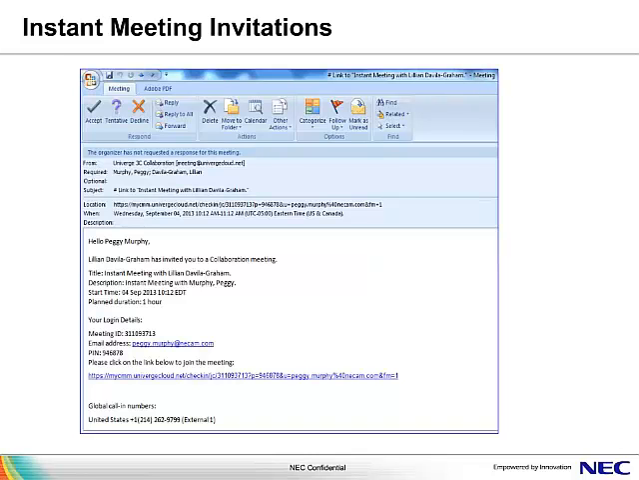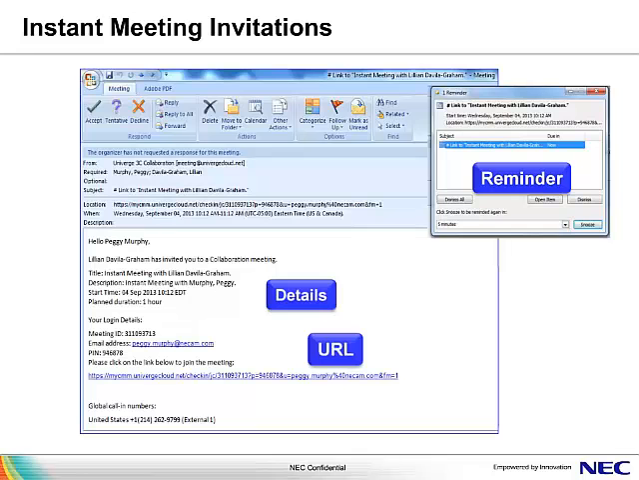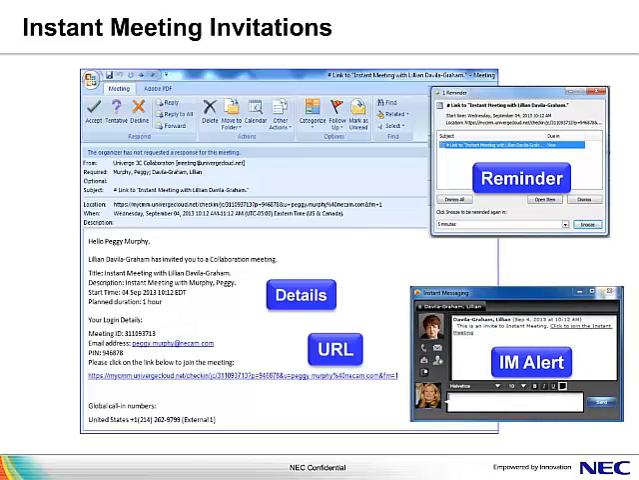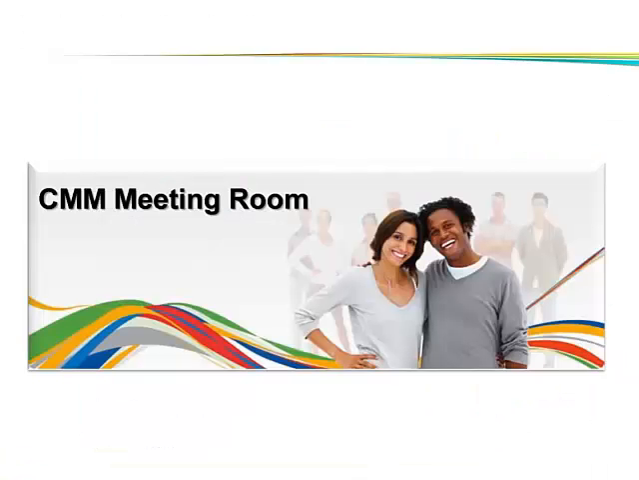Invitees to an instant meeting will receive an Outlook calendar invitation with a URL link specific to them, including the details of the meeting, a reminder, and an instant message alert with a click to join meeting link. The CMM meeting room offers the host, moderators, and participants valuable tools to enhance the collaboration experience.